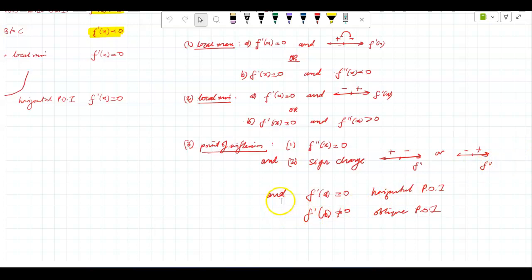After doing that, you have to put that answer in the first order derivative. If you put that answer in the first order derivative and it's equal to 0, it's a horizontal point of inflection, or else it is an oblique point of inflection.